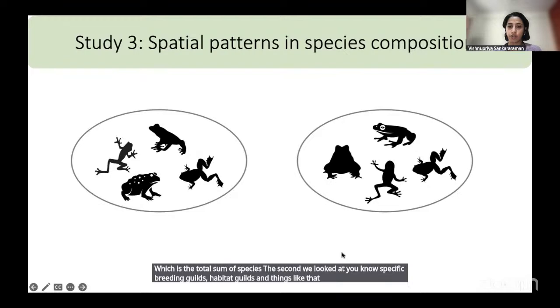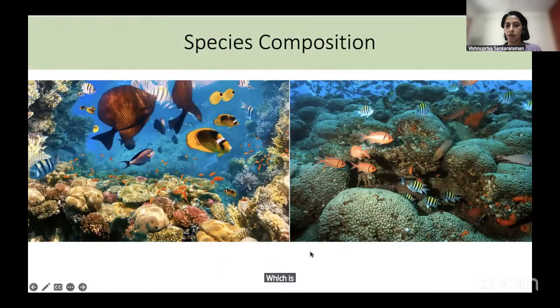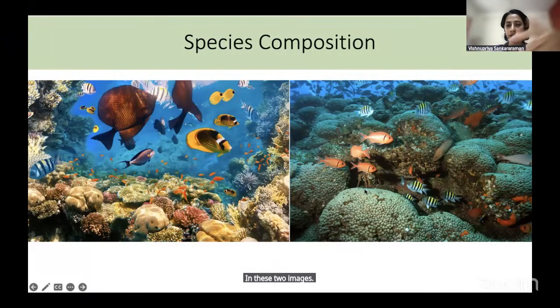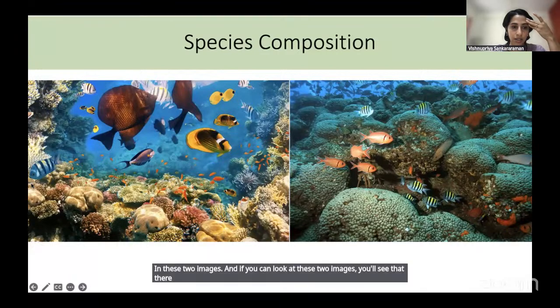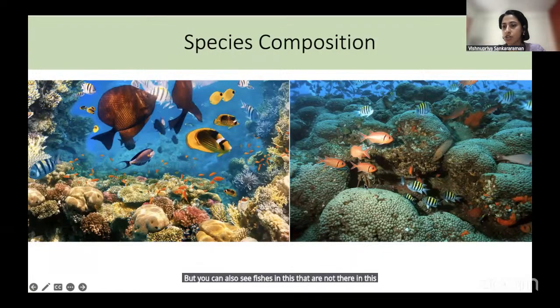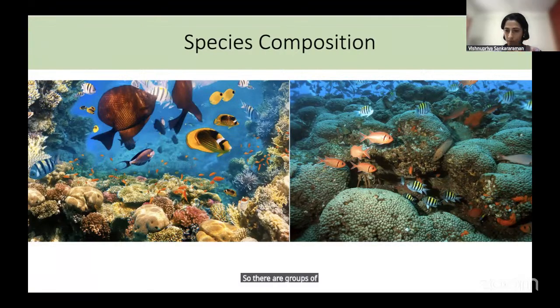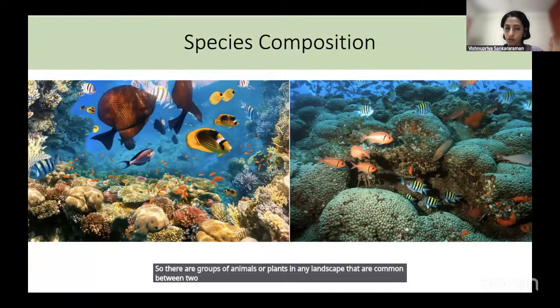And here we're looking at composition, which is basically, let me give you an example with coral reefs, because you can see a lot in these two images. And if you can look at these two images, you will see that there are certain species like this fish here and this fish here are similar. If you look similarly with corals, there are overlapping species. But you can also see fishes in this that are not there in this right side image. Similarly, fishes in the image here that are not in the image here. So there are groups of animals or plants in any landscape that are common between two habitats or two locations or two sites, and those that are completely different, right?